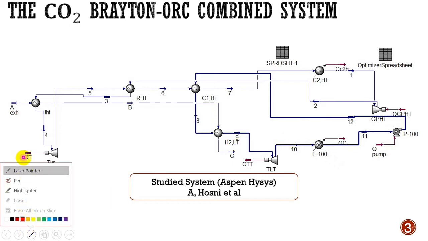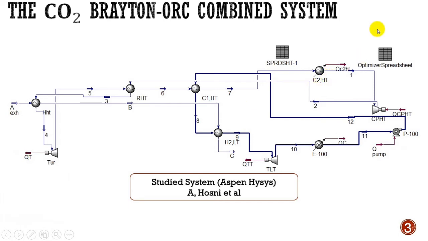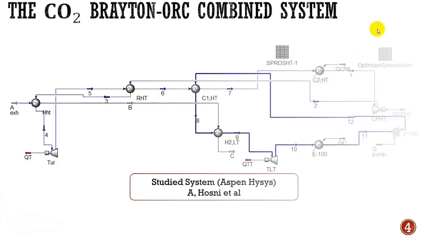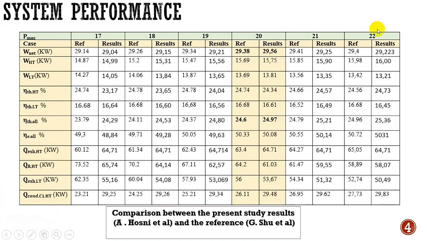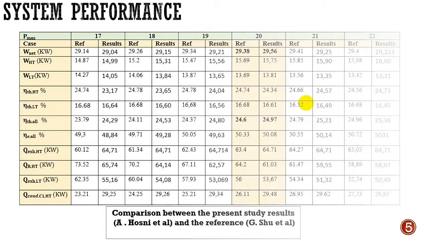After this, the results obtained by Aspen HYSYS, shown in this table, have shown good agreement with the reference, and we can see that the maximum output power is obtained with a maximum Brayton cycle pressure at 20 megapascal.